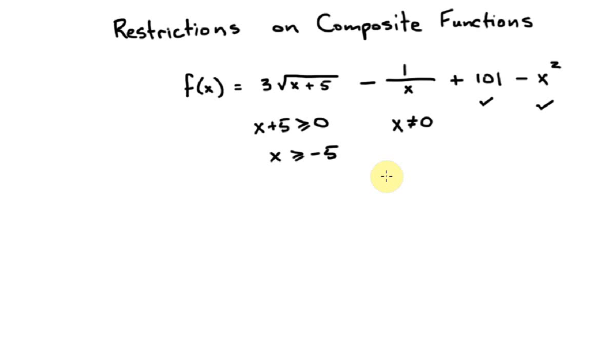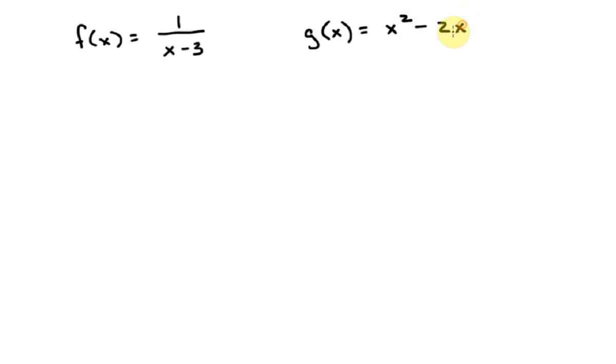Okay? So that's when a function is given to you. That's how you analyze all of the restrictions. Let's do a fresh new example. In this example, I have two functions, f of x, which is 1 over x minus 3, and another function, g of x, which is x squared minus 2x. We're going to make a composite function, f of g of x, and we're going to look more at the restrictions once we're finished.